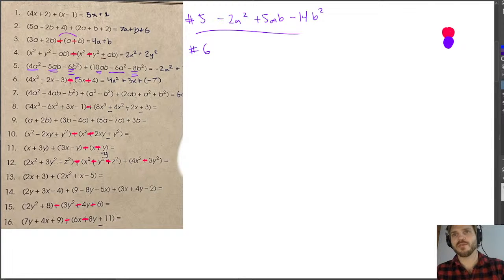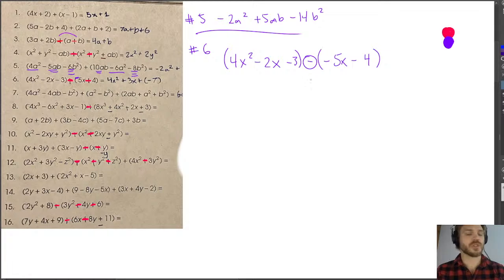Okay, so this is 4x squared minus 2x. I'm going to rewrite it. So I'm solving this problem. 4x squared minus 2x minus 3 minus negative, this is the preferred way to write it, 5x minus 4. And since we've got a negative in between our two quantities, we want to distribute our negative like that. So this is going to be 4x squared minus 2x minus 3. That's our associative property. Negative 5x becomes positive 5x. And negative 4 becomes positive 4.